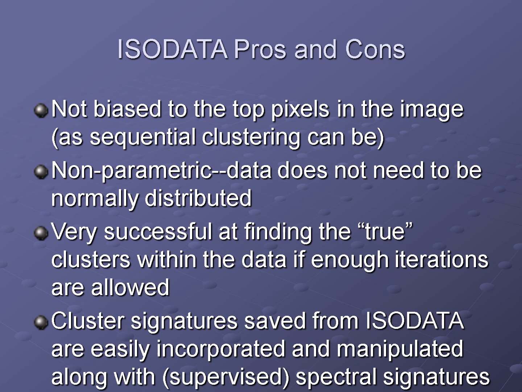One, it is not biased to the top pixels in the image, whereas sequential clustering can be. Two, it is non-parametric, so data does not need to be normally distributed. It is also very successful at finding the true clusters within the data if enough iterations are allowed. And cluster signatures saved from ISODATA are easily incorporated and manipulated along with supervised and spectral signatures.